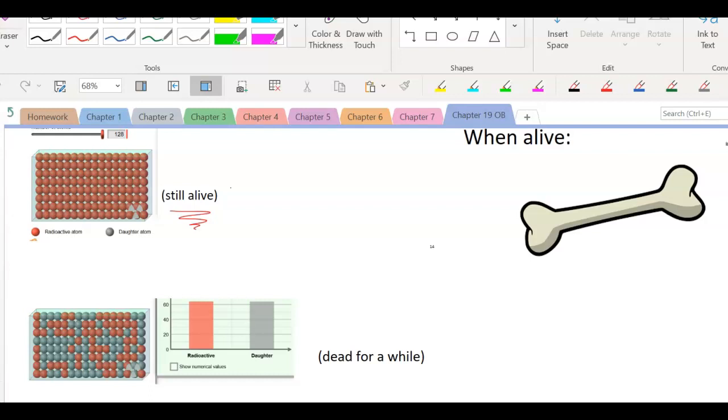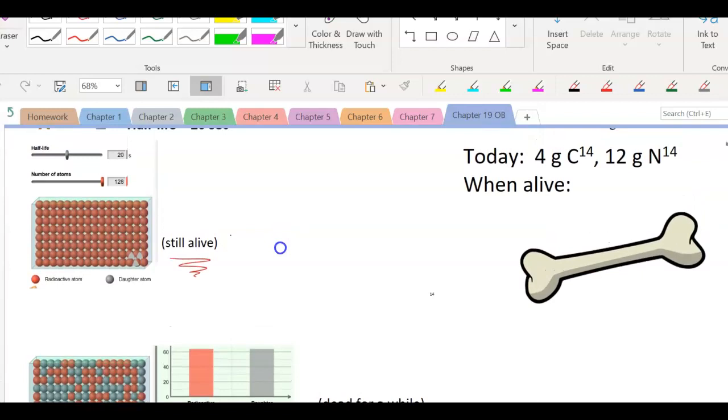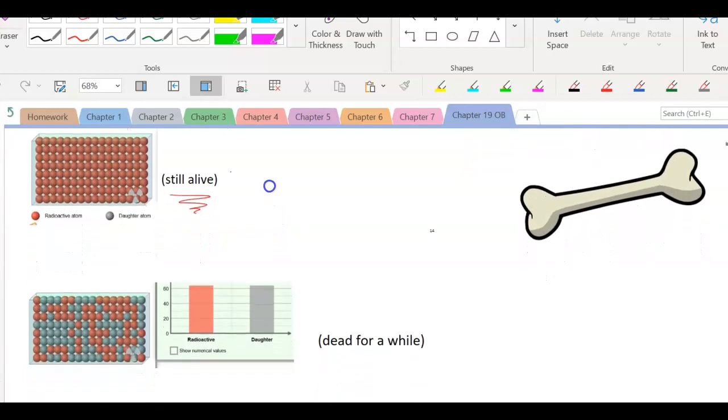And so here I can see in a sample of mother atoms of an organism that's still alive, they have not decayed yet. And in this particular demonstration, I want to show you that when the amount of mother and daughter are the same, so we went from 128 mother to down here now we have 64 mother and we have 64 daughter atoms. That means that we have already reached one half-life, because we've reduced the amount of mother cells from the beginning to the end of this half-life by half.